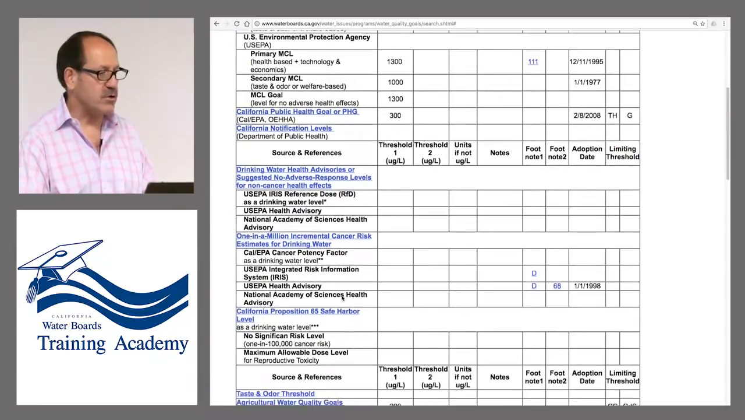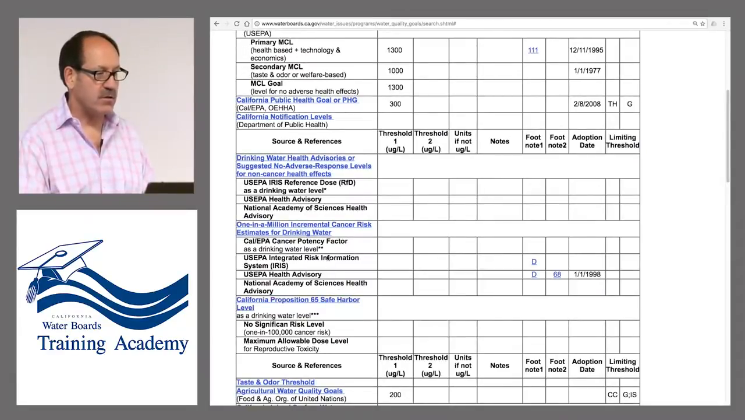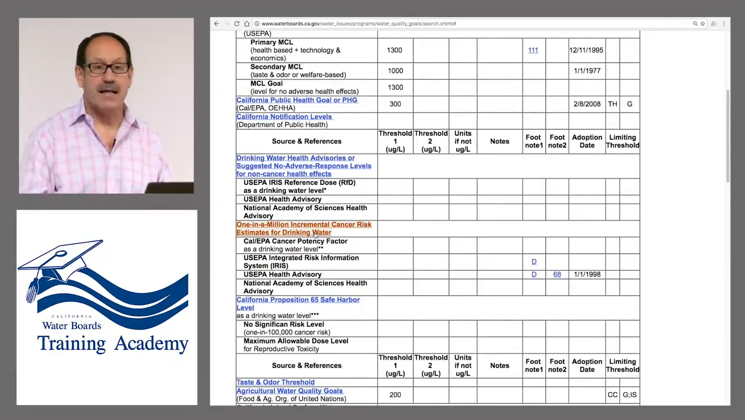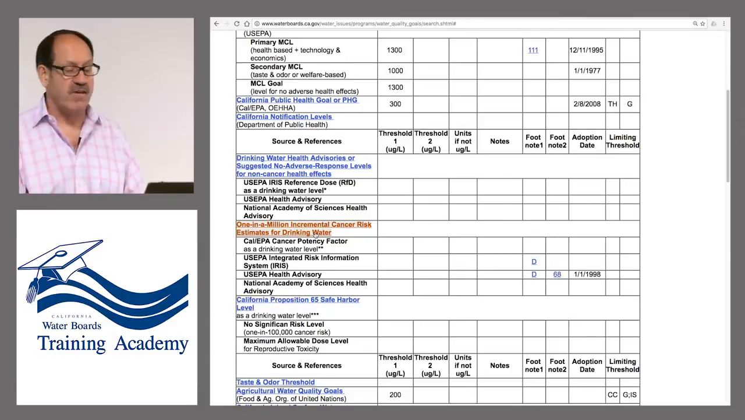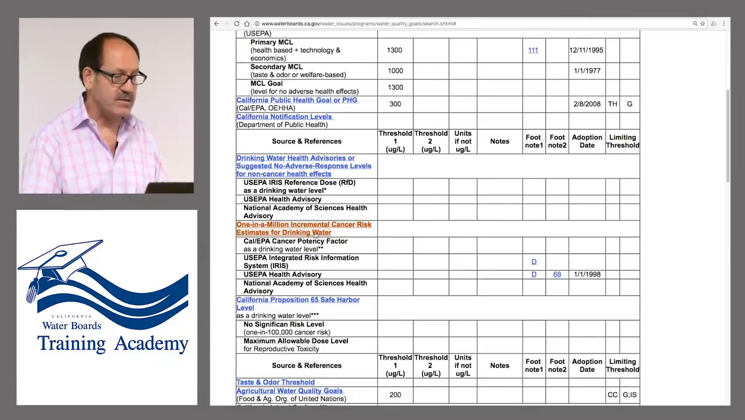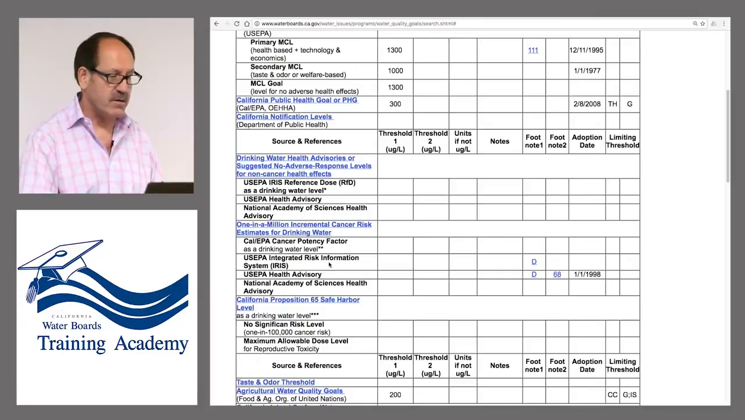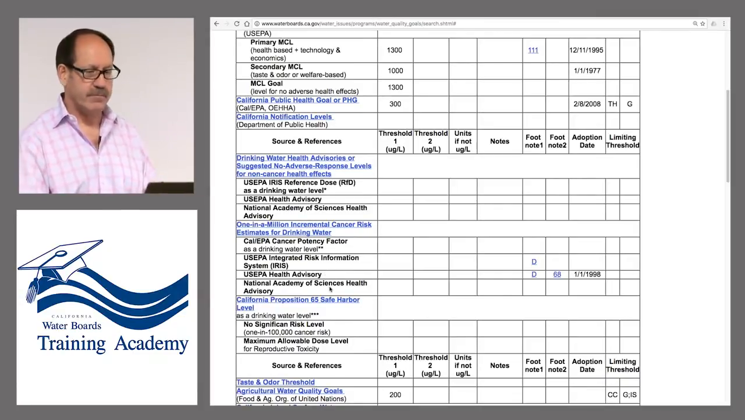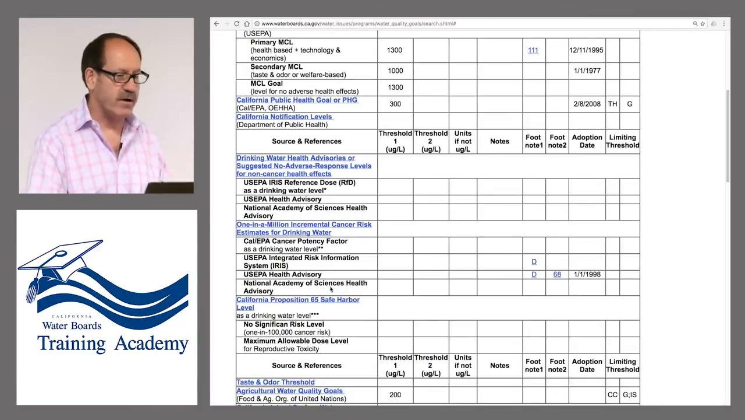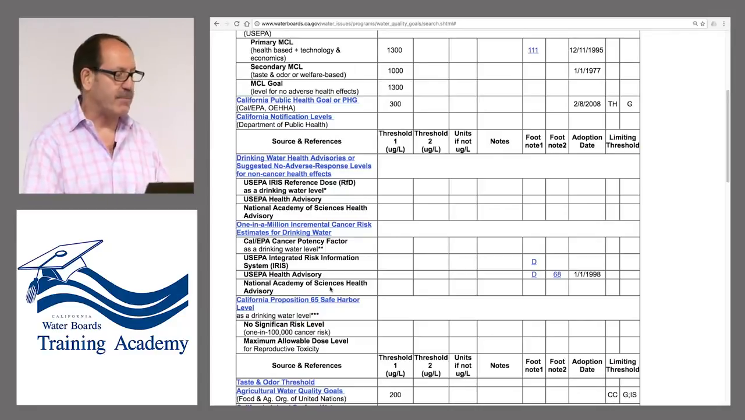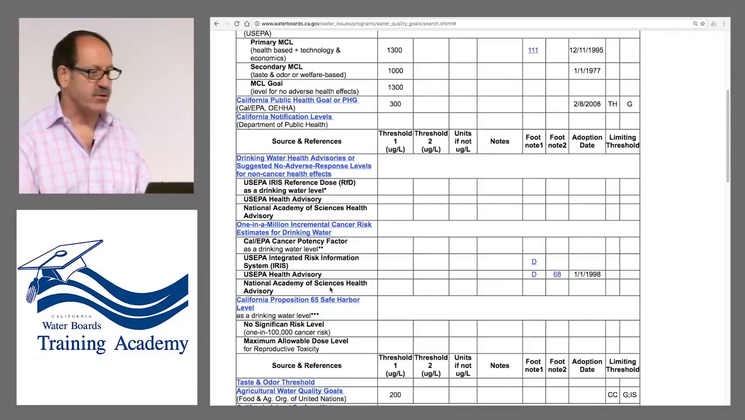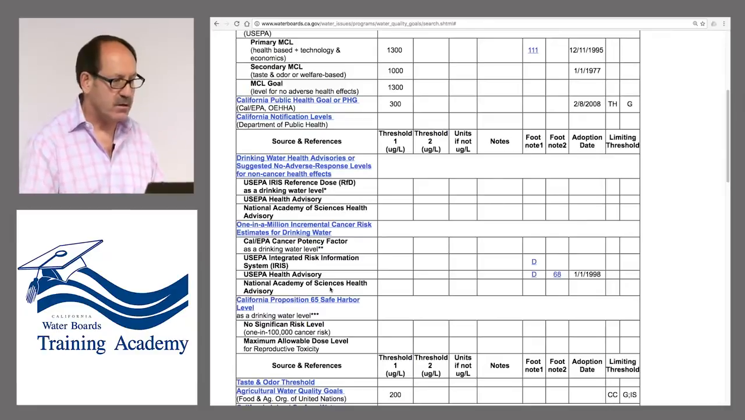Cancer risk thresholds at the 1 in a million cancer risk level, those that come from the Cal EPA OEHHA Cancer Potency Factor Database, EPA's Integrated Risk Information System, the health advisories, and National Academy of Sciences Drinking Water and Health. You see the same progress of different types of references under the health advisories as well, with the exception of Cal EPA doesn't publish the non-cancer numbers in their Cancer Potency Factor Database.